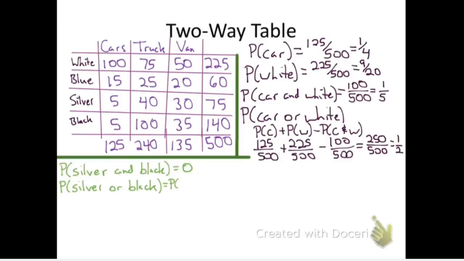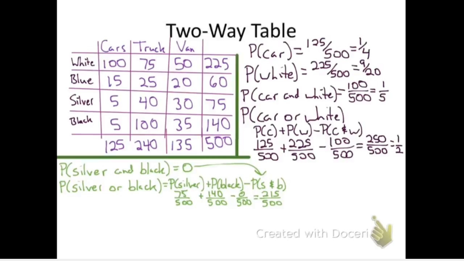So I'm going to do the probability of silver plus the probability it's black, and I'm going to subtract the probability it's silver and black. But we've already said that's 0, but it's worth paying attention to. Maybe that does show up. It's good to be careful as we do that. So silver is 75 over 500. Black is 140 over 500 minus 0 over 500, and we get 215 over 500.